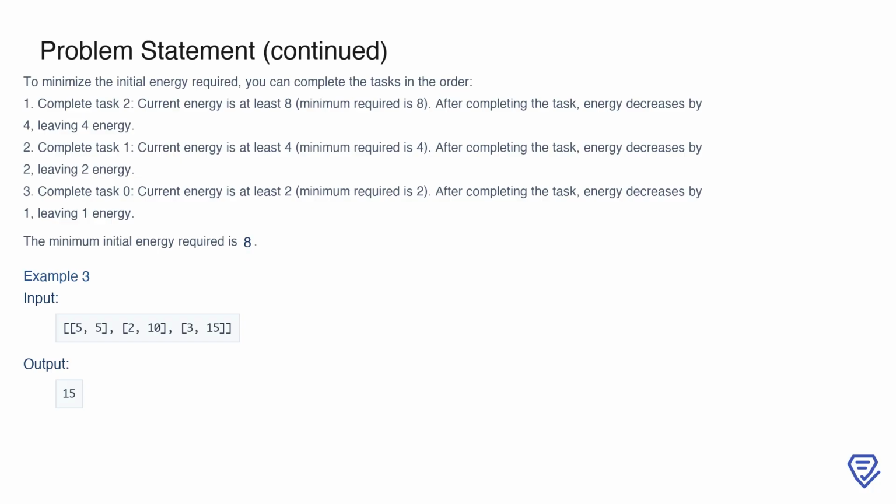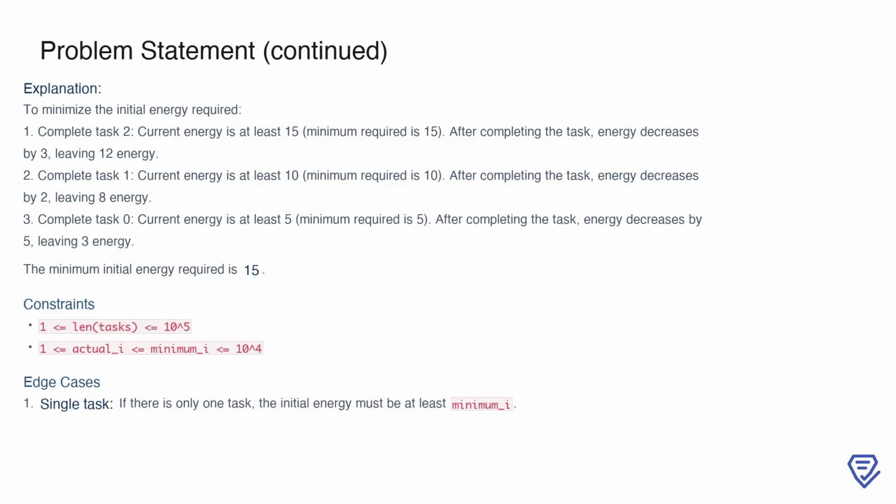Now, let's look at another example with the input 1, 2, 2, 4, 4, 8. The output for this case is 8. To achieve this, you can complete task 2 first. It requires at least 8 energy to start, and after completing it, your energy decreases by 4, leaving you with 4 energy. Then you move to task 1, which requires 4 energy to start. After finishing it, your energy decreases by 2, leaving you with 2 energy. Finally, you complete task 0, which requires 2 energy to start, and after completing it, your energy decreases by 1, leaving you with 1 energy. So the smallest amount of starting energy that allows you to complete all the tasks is 8.